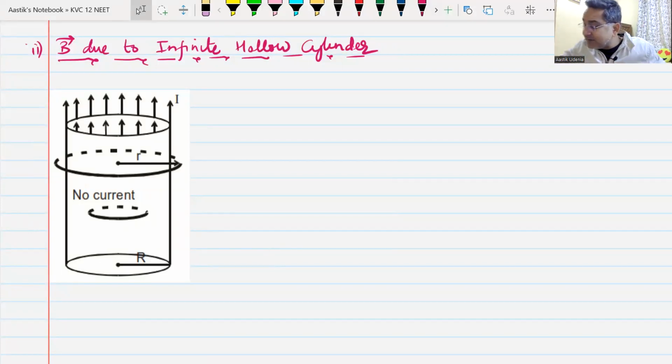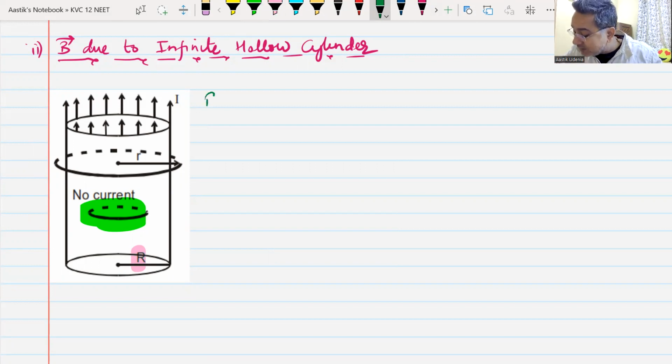The radius of this cylinder is R, capital R. Inside, if you look at this green loop, inside there will be no magnetic field because there is no current. Yes or no, my dear friends? The current is only on the surface. Otherwise, it is hollow or empty. So the magnetic field inside is going to be zero.